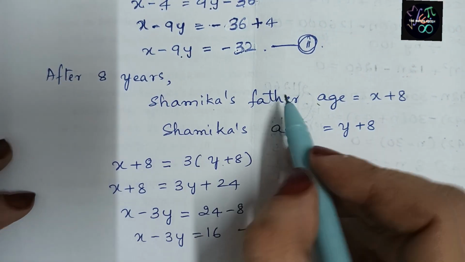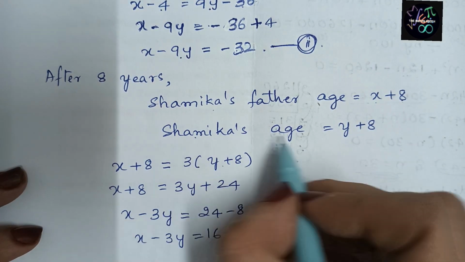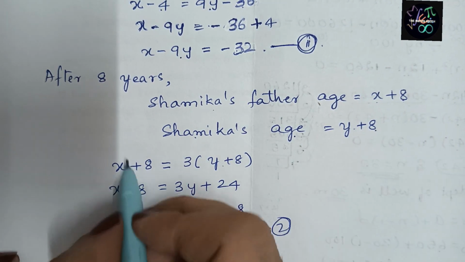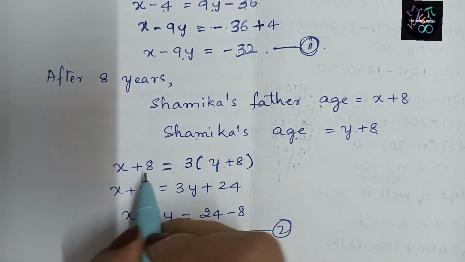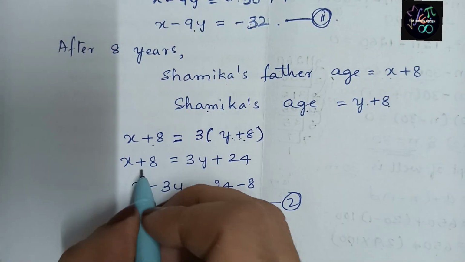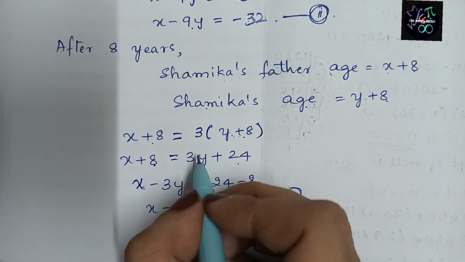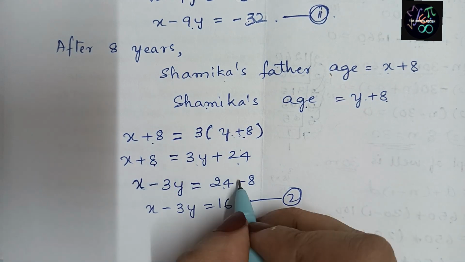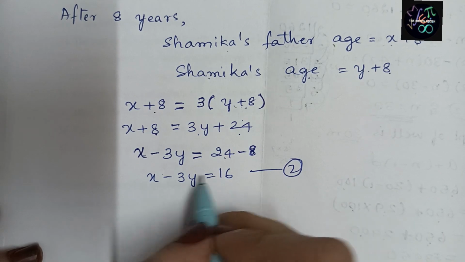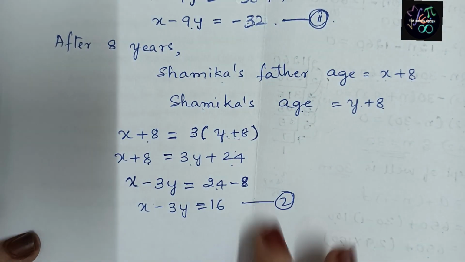Then in the question they have told, after 8 years, her father will be 3 times her age. So after 8 years, Samika's father's age is x plus 8. Why x plus 8? We have to add to the age. Samika's age is y plus 8. So after 8 years, Samika's father is thrice her age. So x plus 8 is equal to 3 into y, 3y, 3 eights are 24. After x we should write the y term. So plus 3y, if I bring it here, becomes minus 3y is equal to 24 as it is. Plus 8, if I bring this side, becomes minus 8. x minus 3y is equal to 24 minus 8, which is 16. This is equation 2.